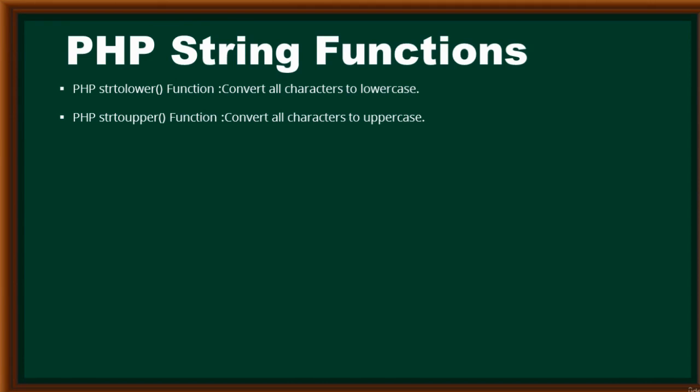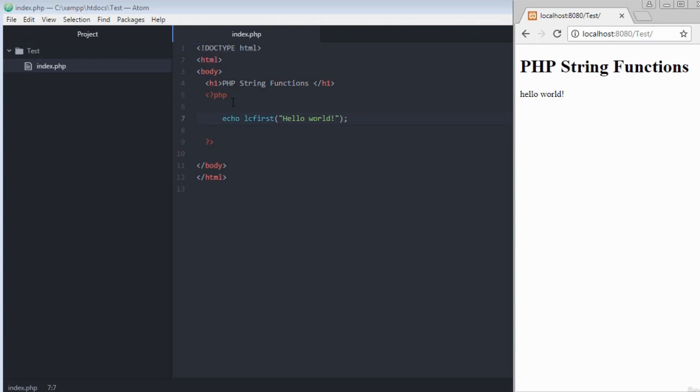Let's take a look at another function that will convert the first character of a word to lowercase. It is called lcfirst. Let's take a look at an example. In the example here, we're applying the function to the first letter of the word hello. You can see here it's converted the uppercase H to a lowercase. It will only act on the first letter of the first word.